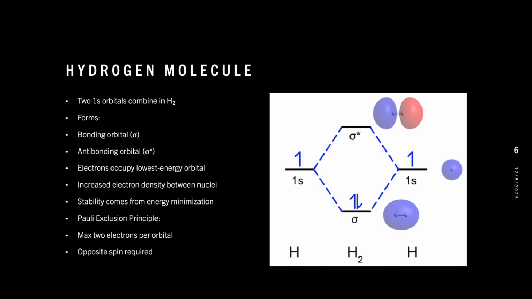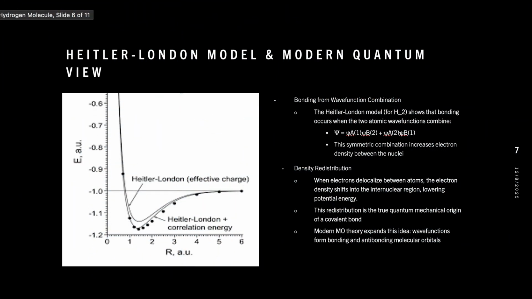Electrons always fill the lowest energy orbital first, so both electrons stay in the bonding orbital, which allows the molecule to form. The Pauli exclusion principle also applies here, meaning only two electrons can occupy that orbital and they must have opposite spins. This explains not only why the hydrogen molecule is stable, but also why it can hold only two electrons in its bond. Heitler-London model and modern quantum view.